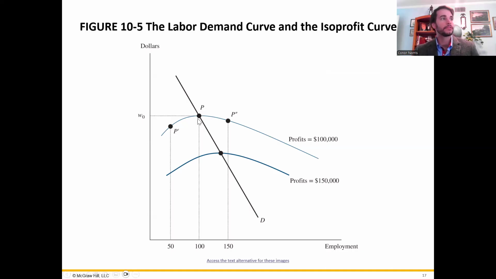So at this point here at P, the firm makes $100,000 in profit and they hire 100 workers at a wage of W0. Now they could slightly increase the number of workers to 150. Out here at this point along that curve, they'd earn the same amount of profit, but they'd have to pay the workers slightly less.